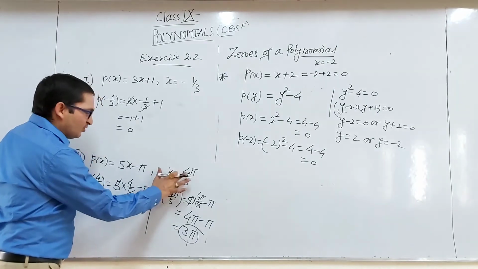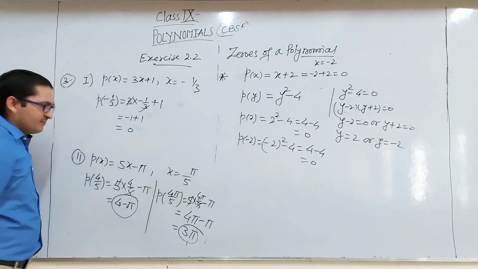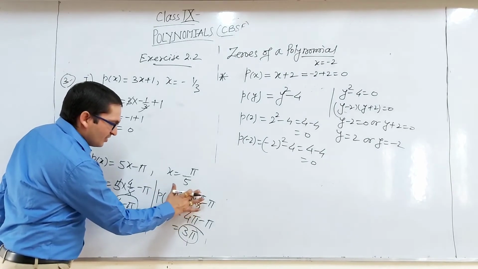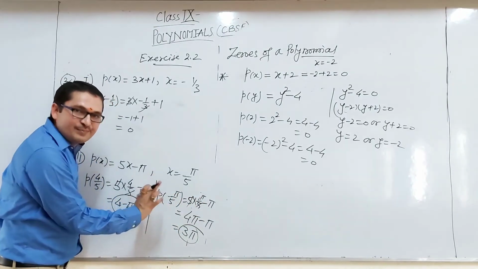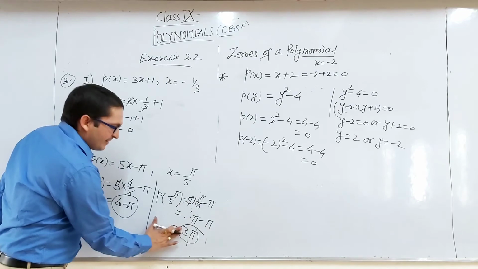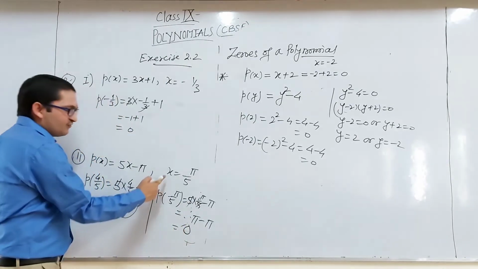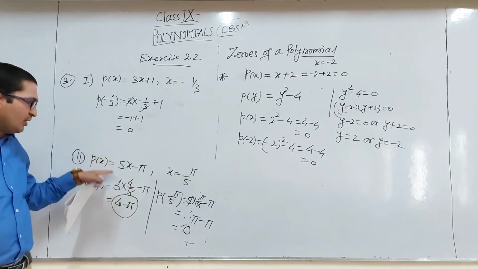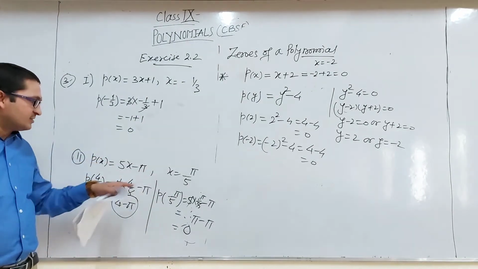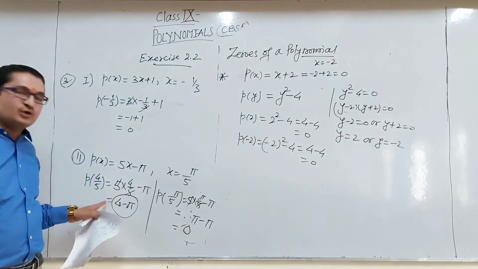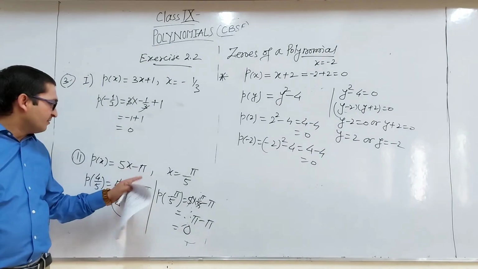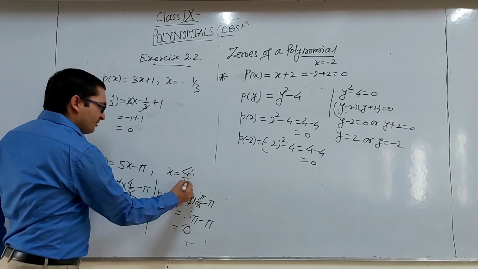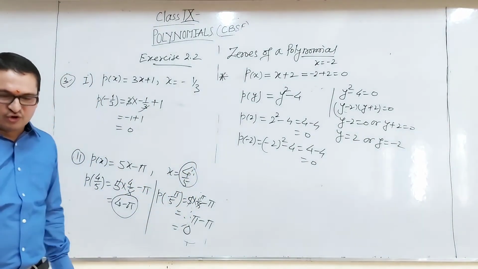But if the value of x is given as pi upon 5, only pi upon 5, then it will be like this, 5 into pi upon 5 minus pi. So pi minus pi, that will be 0. Means for the value of x equal to pi upon 5, this whole polynomial is 0. Hence pi upon 5 is a zero of this polynomial. Fine. But 4 upon 5 is not a zero of this polynomial.